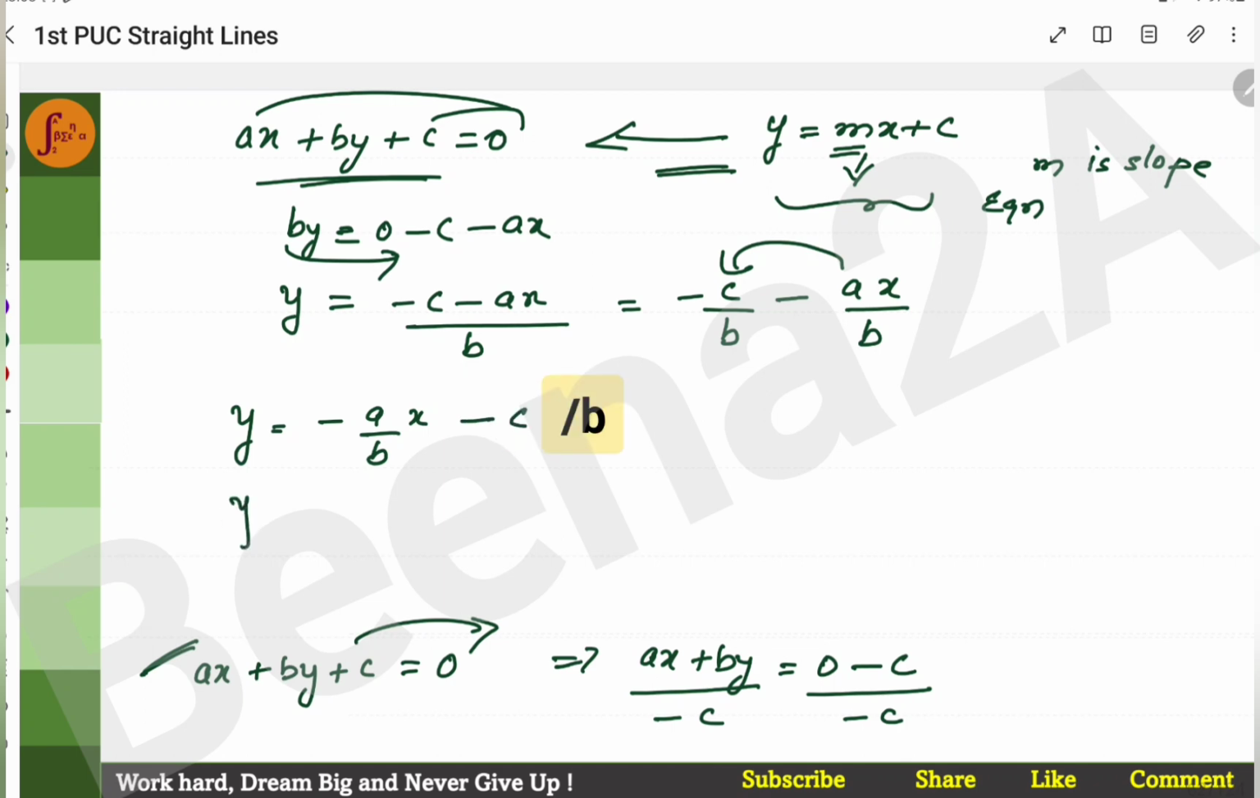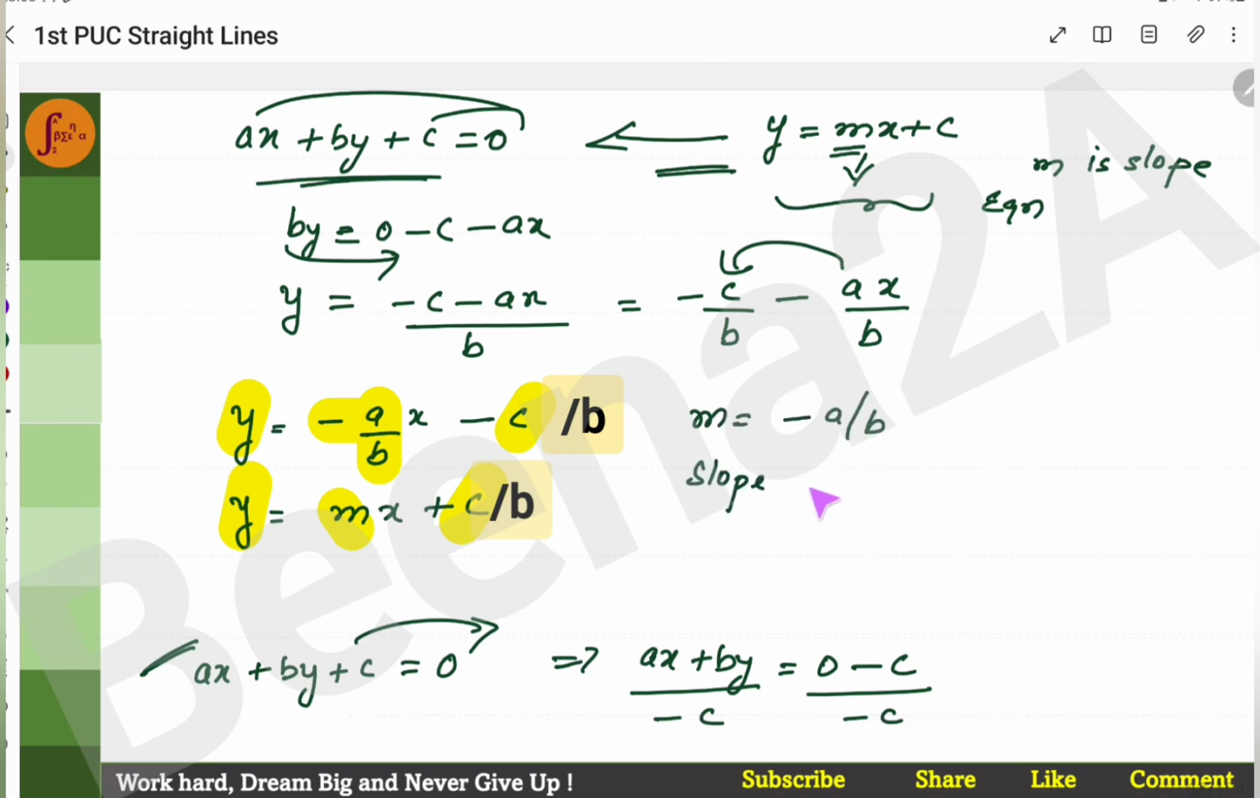Now if you notice, this is similar to y is equal to mx plus c, right? You have y and y is the same, c and c is the same. Now what is m? From this equation, what is m? m is nothing but minus a by b. m is equal to minus a by b. Nothing but the slope is equal to minus a by b.